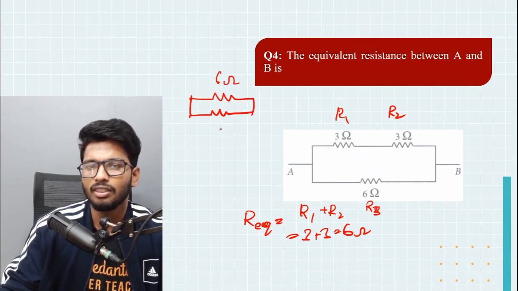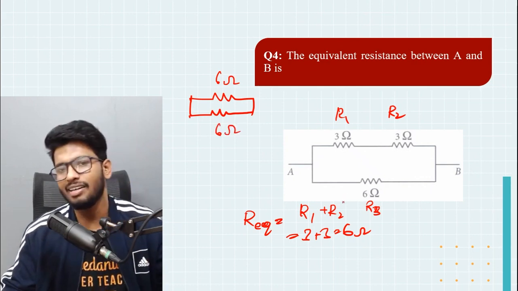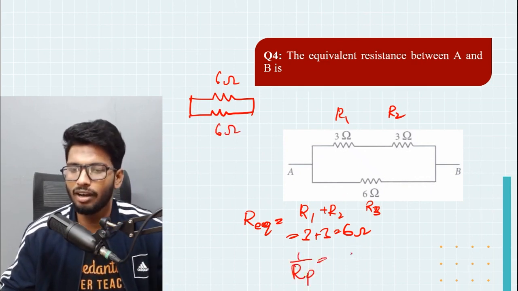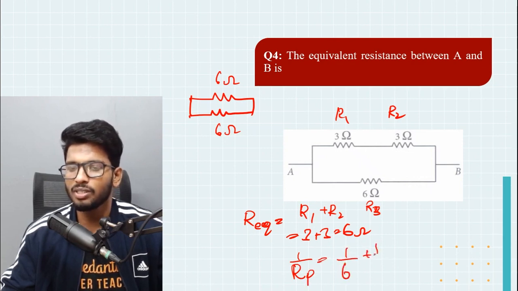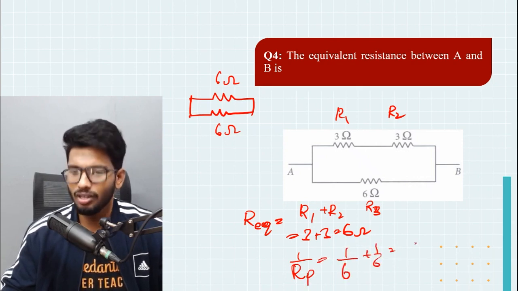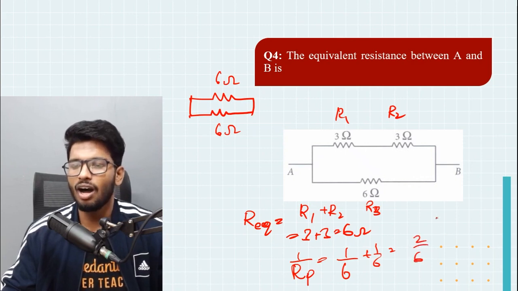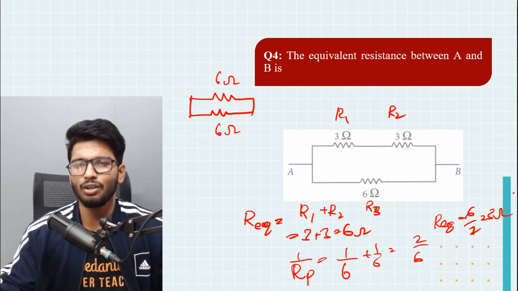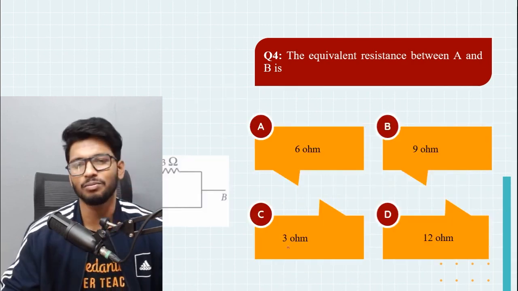This is 6 ohms. This is also 6 ohms. So they're both parallel to each other. Find out the equivalent resistance. So 1 by RP, which is R equivalent, is equal to 1 by 6 plus 1 by 6, which is equal to 2 by 6. So R equivalent is equal to 6 by 2, which is nothing but 3 ohms. So the answer is going to be 3 ohms.